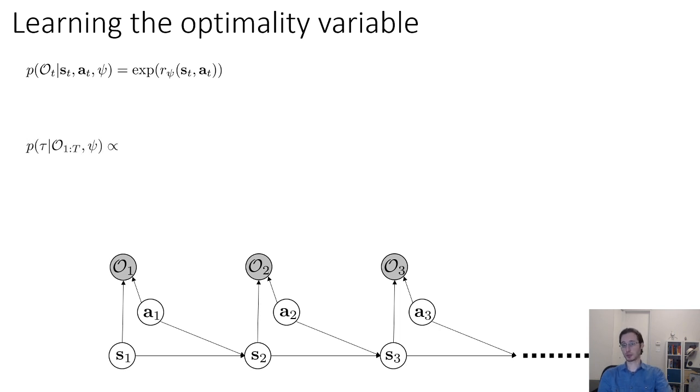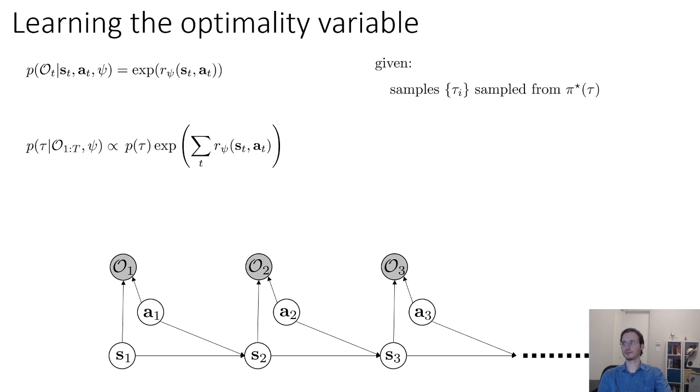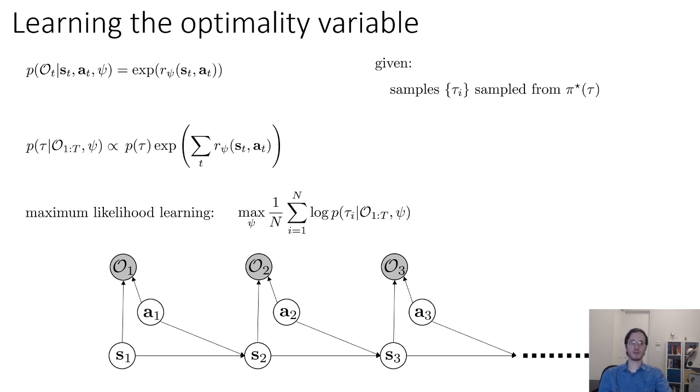The probability of a trajectory given optimality and psi is, like before, proportional to the probability of the trajectory times the exponential of the sum of rewards. And in the inverse RL setting, we are given samples from this unknown optimal policy. And the way that we're going to learn the reward is by maximum likelihood learning. We're going to basically choose the parameter psi that'll maximize the log probability of the trajectories that we observed. So this is very much like maximum likelihood in any other machine learning setting.